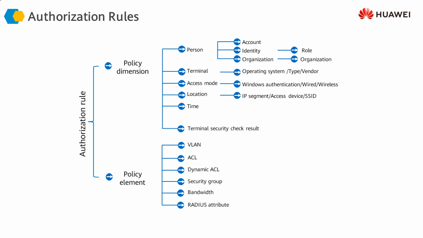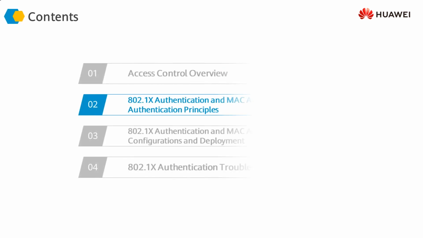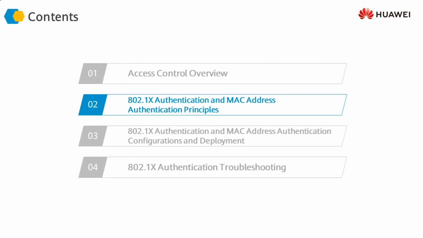But right now, let's take a look at the two major methods of doing the authentication, that is 802.1x authentication and the MAC address authentication. So first we'll take a look at the 802.1x authentication, and then we'll look at MAC authentication basic concept, and then we'll move over to the configuration of 802.1x and MAC authentication.